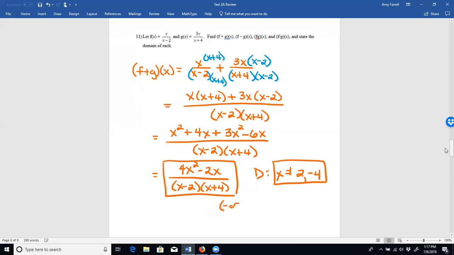Interval notation, I'll just show real quick. It would be negative infinity to negative 4, union negative 4 to 2, union 2 to infinity. So it's basically showing all real numbers except negative 4 and 2 is the domain.